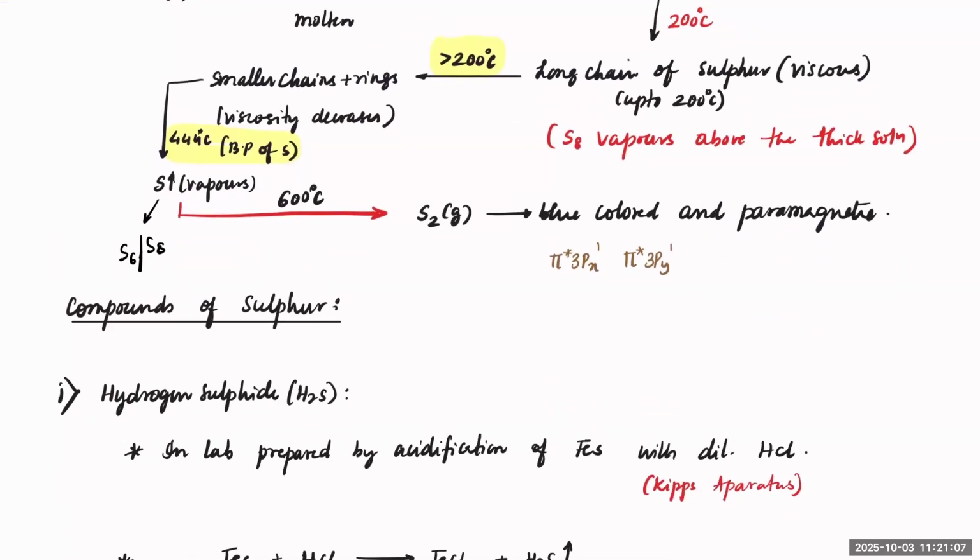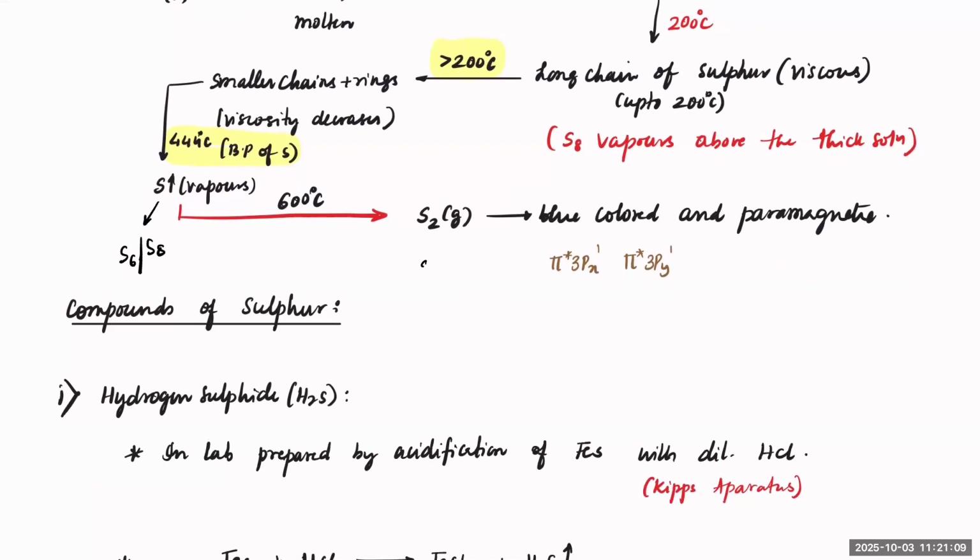S2 is very similar to that of oxygen, O2, wherein just like we had pi star 2px1 and pi star 2py1, where the two unpaired electrons in O2, the same logic fits for sulfur. It will have pi star 3px1 and pi star 3py1, and this would be blue color and paramagnetic.